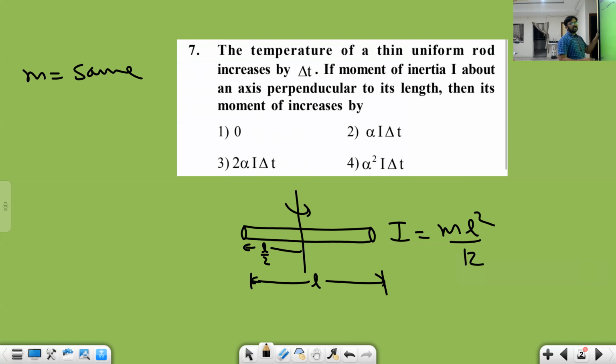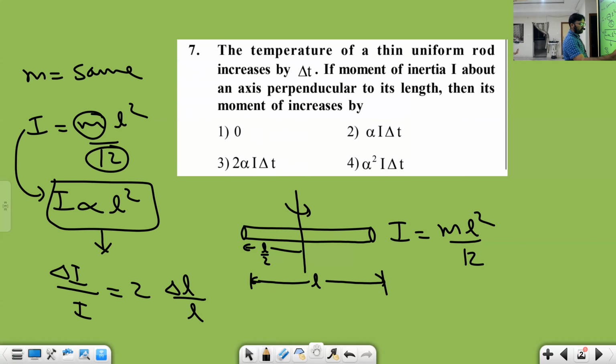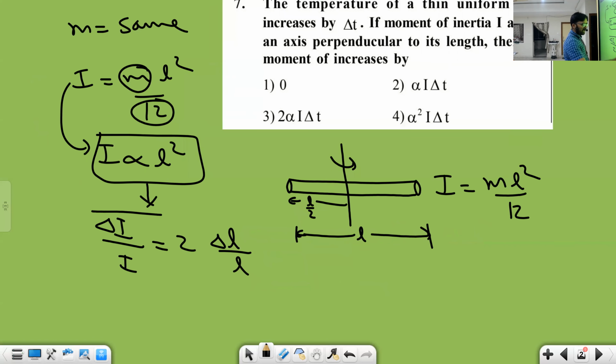And here one more thing. Anyhow, I is equal to ml square by 12 is the formula. M is the same and 12 is a constant. I can write I is proportional to L square. And I can write here delta I by I. Applying logs on both sides and differentiating, from our errors and approximations method, what we get here is 2 delta L by L. This is the formula from I proportional to L square.